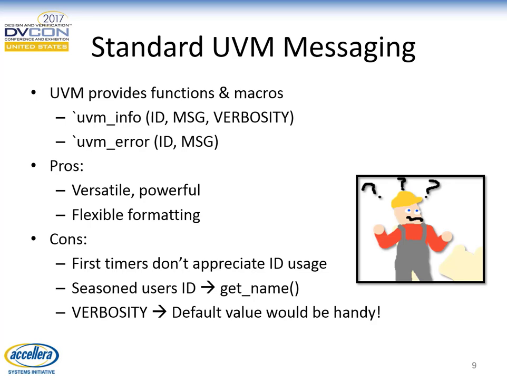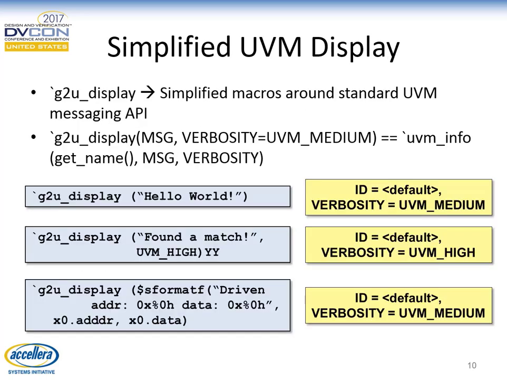The first thing that comes up is, what am I supposed to do with the ID? Again, I'm writing a throwaway test. Why should I bother so much about the ID? And seasoned users try and use get_name, get_full_name, and so on and so forth. So in either case, I believe the ID is something that we could automate. For the verbosity, again, it would be nice if you could add a default value there. And this goes back to the history of the SystemVerilog language itself. So essentially what we have done is create a new macro, which is a wrapper around the existing UVM APIs, equivalent to it with the verbosity having a default value.